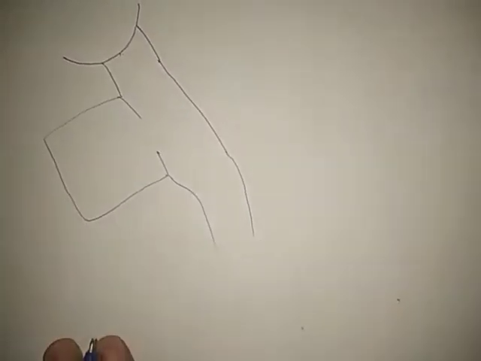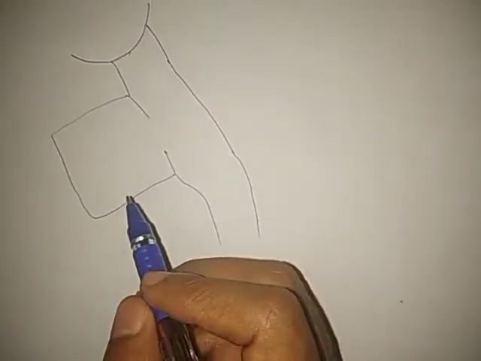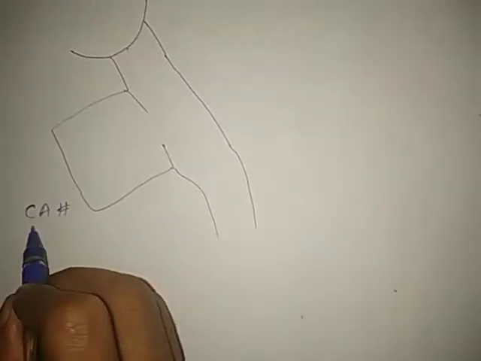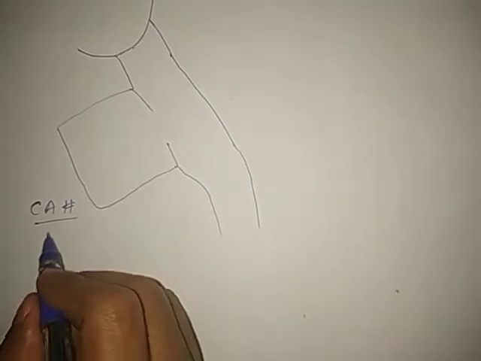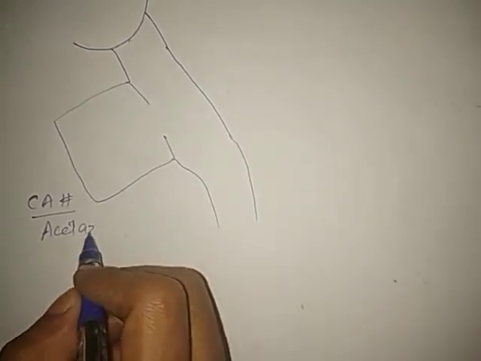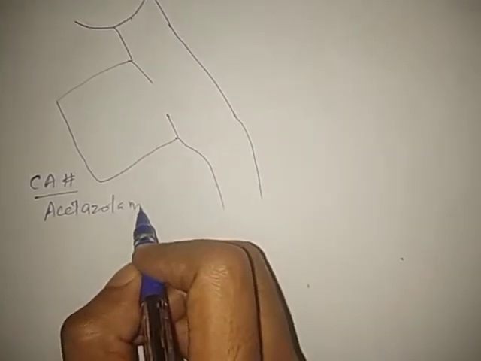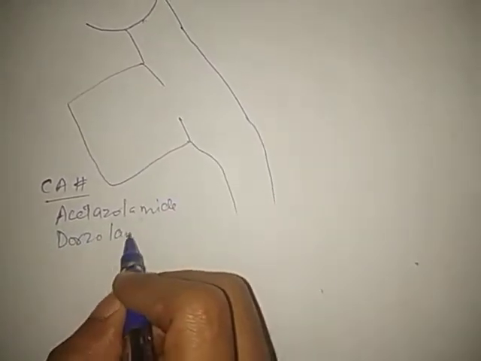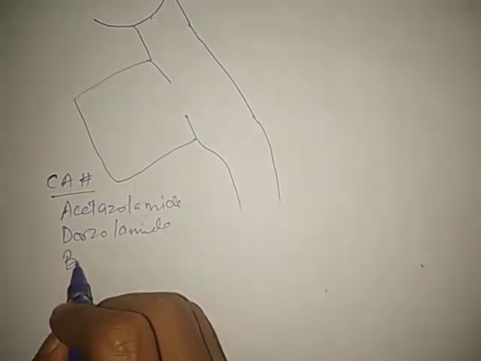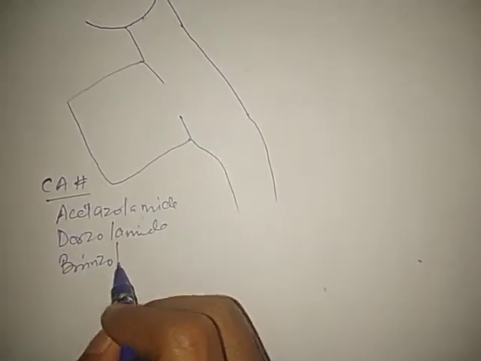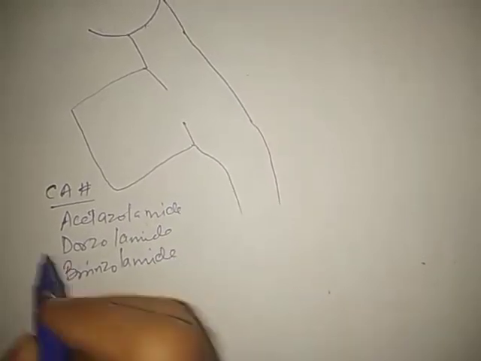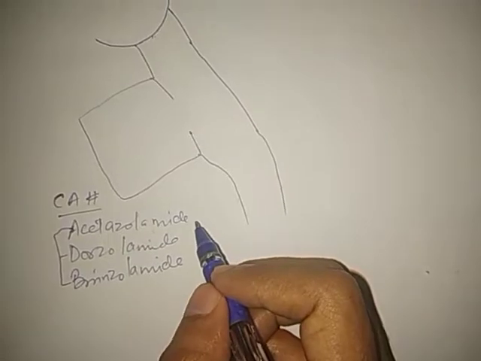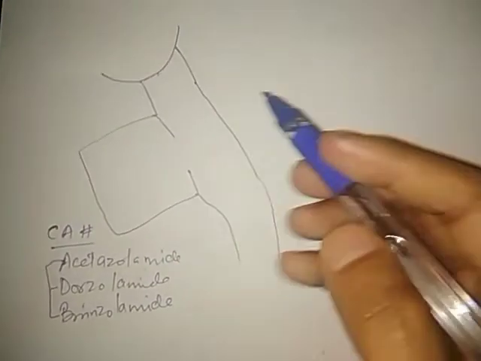Now we will study how the carbonic anhydrase inhibitors are working. What are the drugs for carbonic anhydrase inhibitor? We have acetazolamide, dorzolamide, and brinzolamide. These are the three drugs which are carbonic anhydrase inhibitors. Okay, and how they are working, let's see.